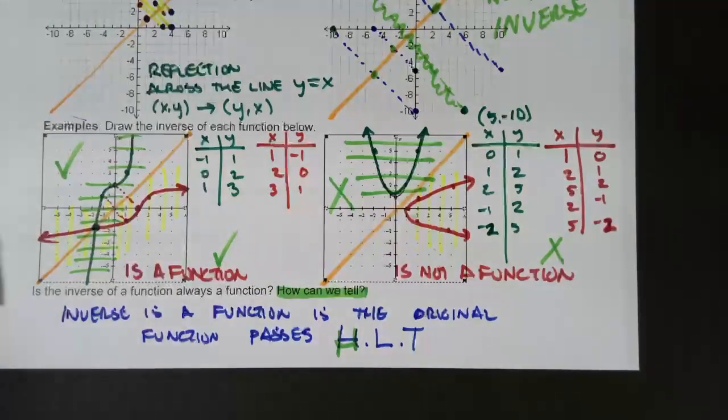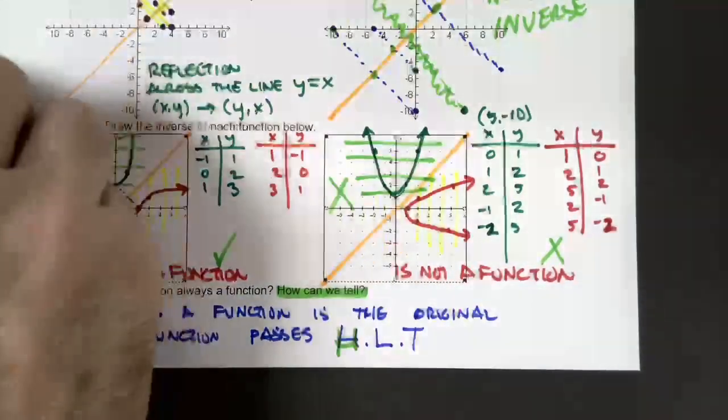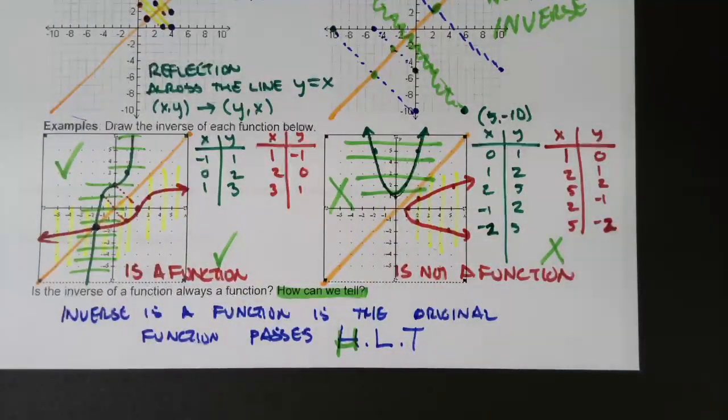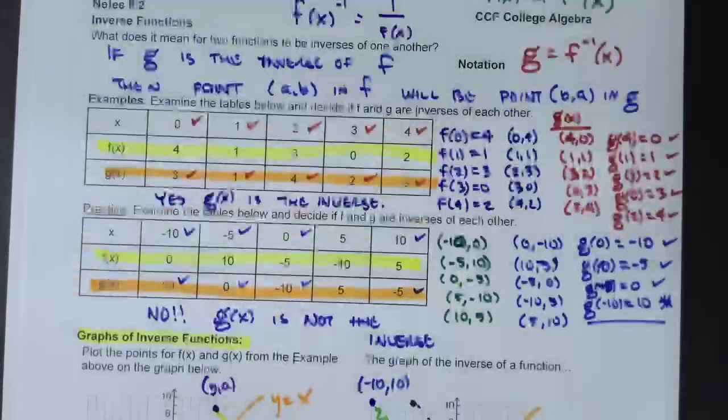The vertical line test tells us if the relationship is a function, so the original graph is a function. The horizontal line test tells us whether the inverse is a function.